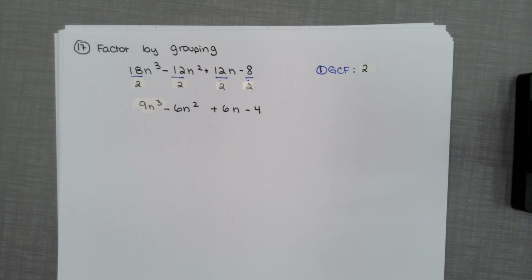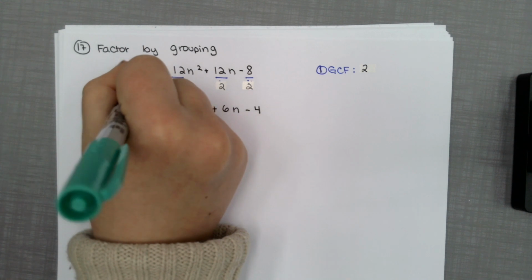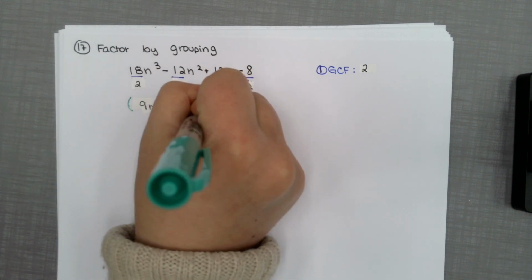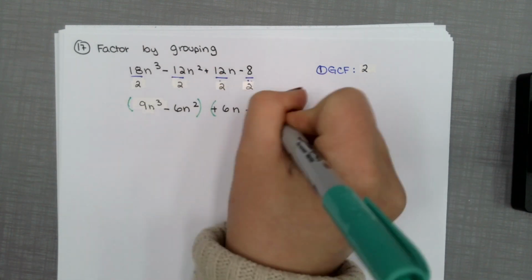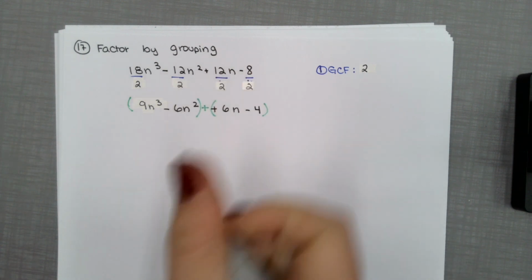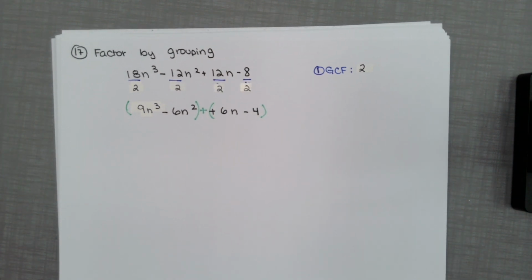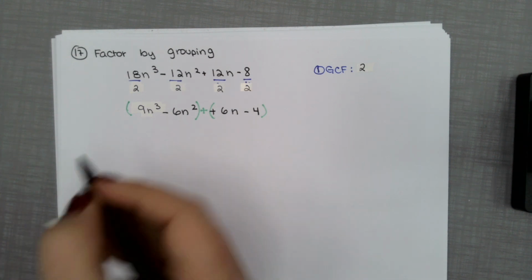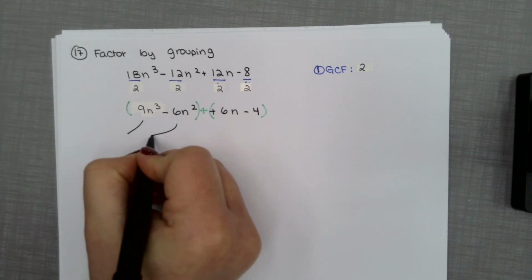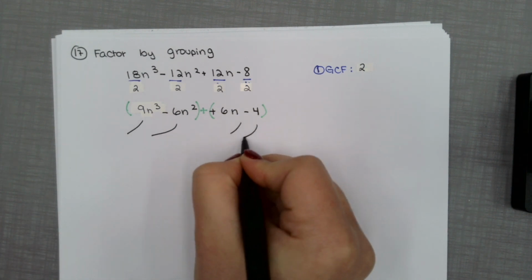After you get your GCF, you're going to split up the 4 terms into 2 groups. You're going to group the first 2 together. You're going to group the second 2 together, adding an addition symbol in between. You're going to pull out a GCF from the first 2. You're going to pull out a GCF from the second 2.